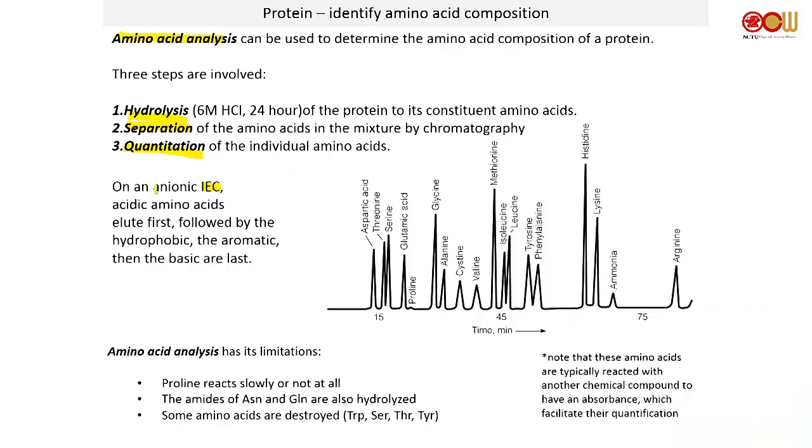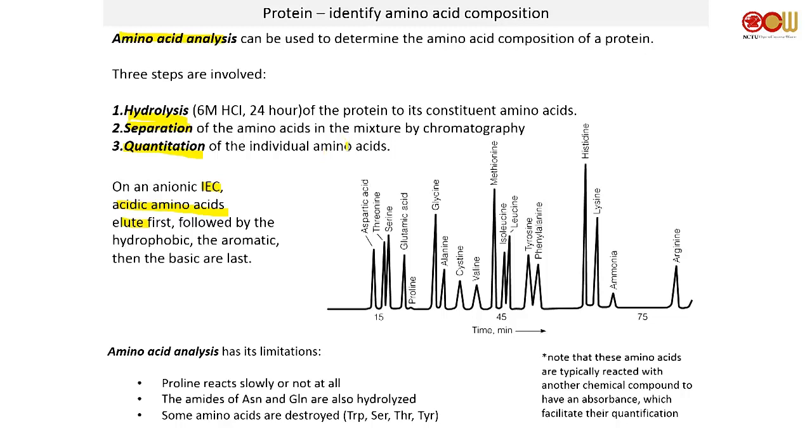Now, using ion exchange chromatography, the acidic amino acids elute first. Because the amino acids are charged, the ones that are acidic come out first, followed by the hydrophobic ones, then the aromatic ones, and lastly, you have the basic residues that come out last. If the column is negatively charged, then your basic residues are going to be positively charged, and they're going to interact with the column, so they come out at the very end.